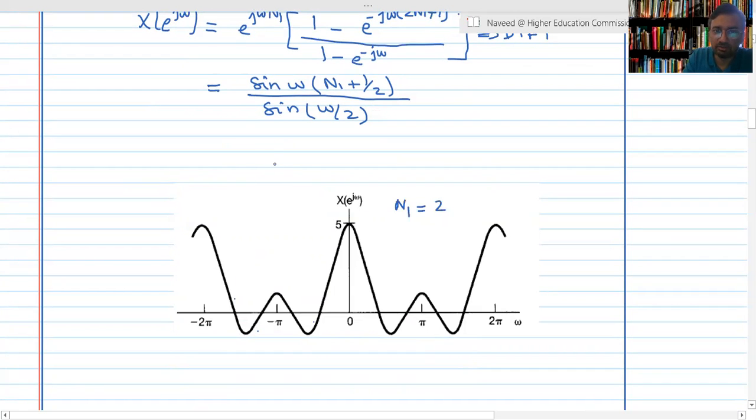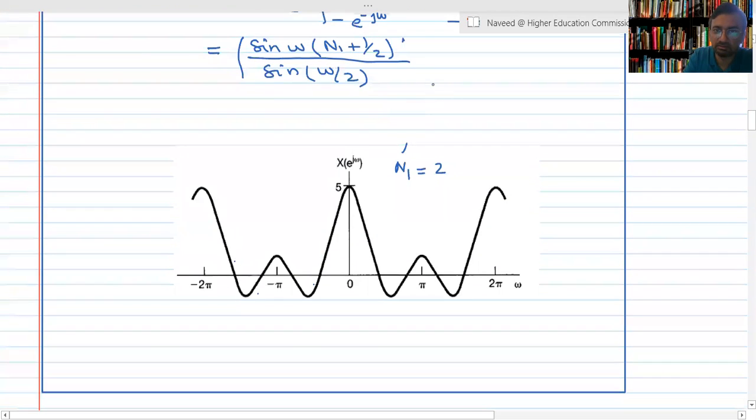Now, the value of this function at omega equal to 0, so X(e^j omega) at omega equal to 0, is 2N1 plus 1, and we can find this value using L'Hopital's rule. So in this case, the value of N1 is 2. Therefore, the value of this function at omega equal to 0 is 5.